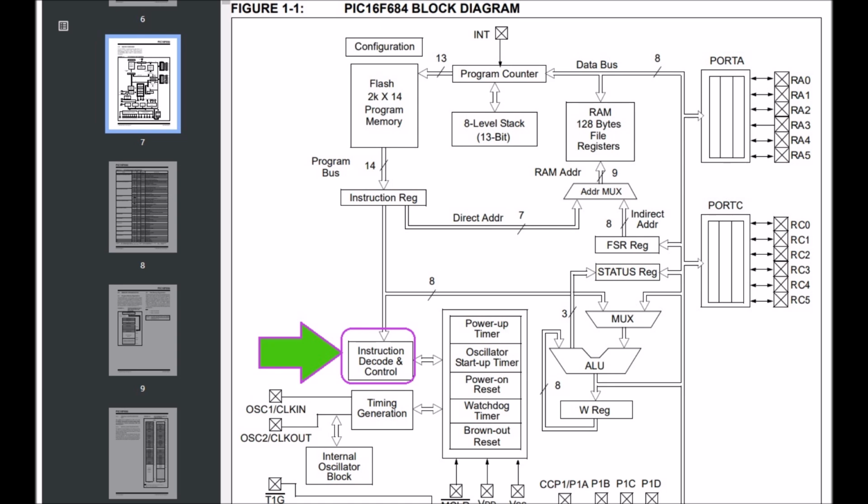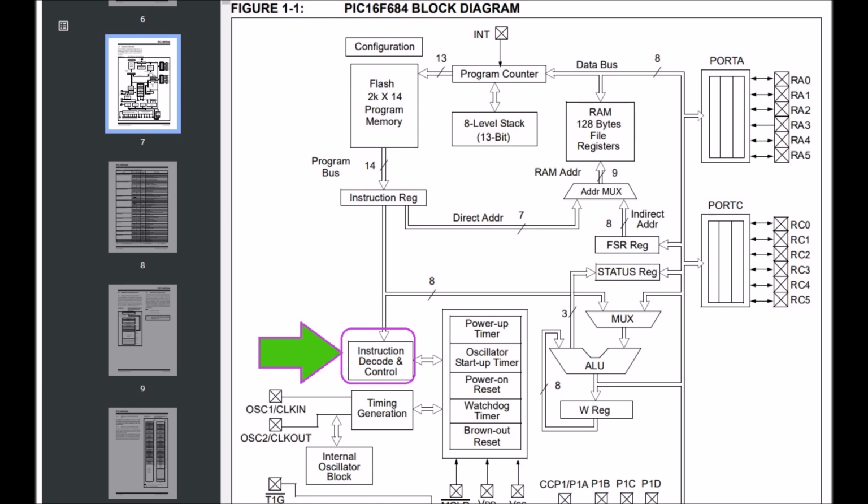Interaction with other blocks in the block diagram: program memory. Some of these are headings. We're talking about the instruction decode and control, so this is under the heading program memory. The instruction decode and control block fetches instructions from the program memory. And in regards to the ALU, arithmetic logic unit, control signals generated by the instruction decode unit dictate the operations performed by the ALU, for example, addition, subtraction, bitwise operations.